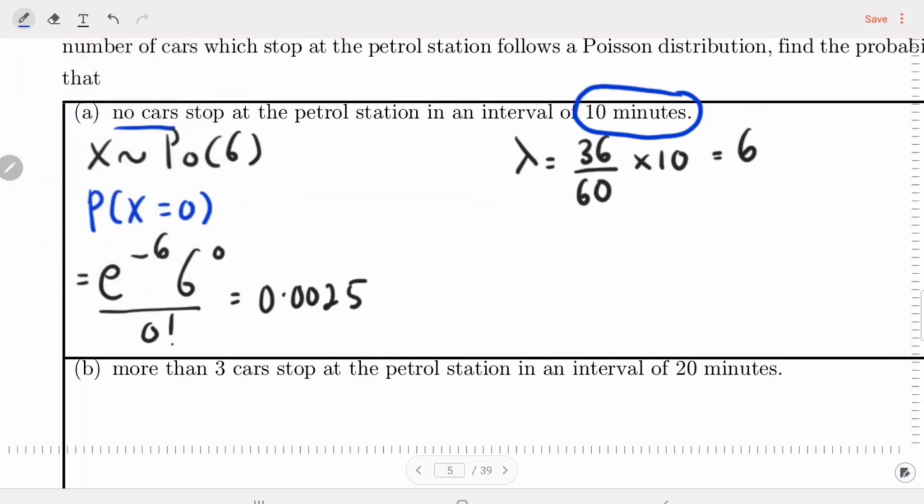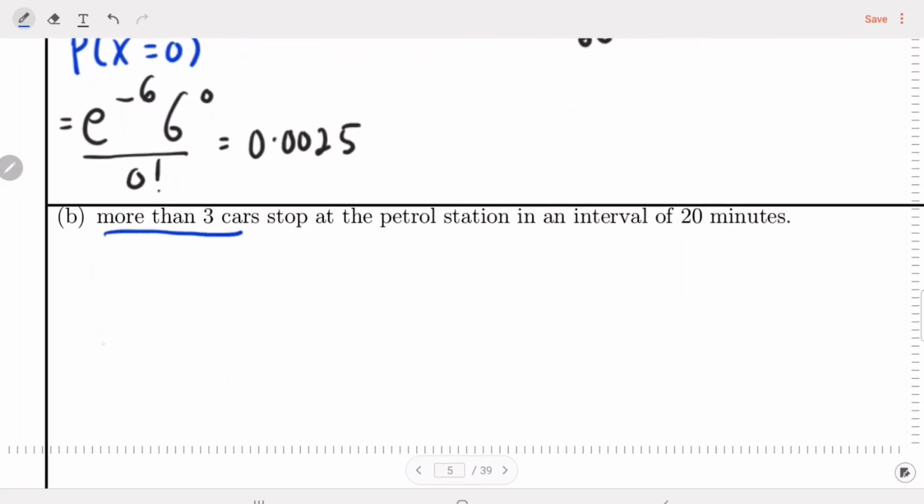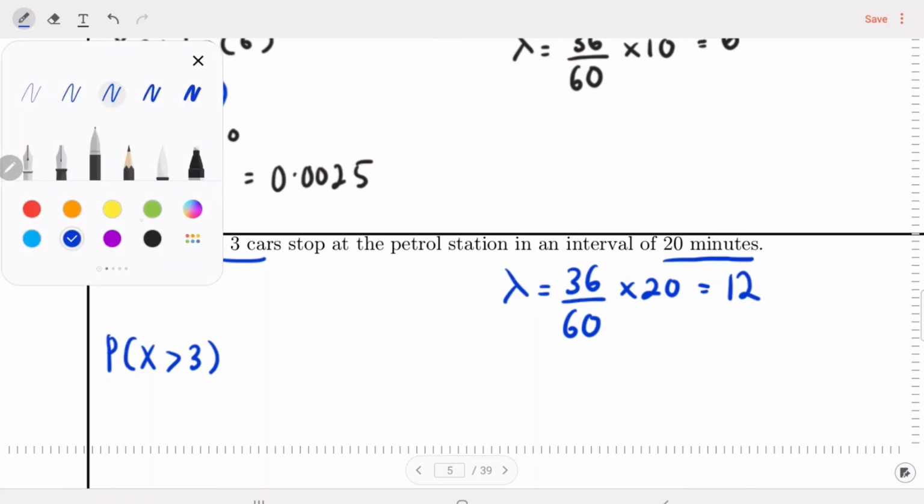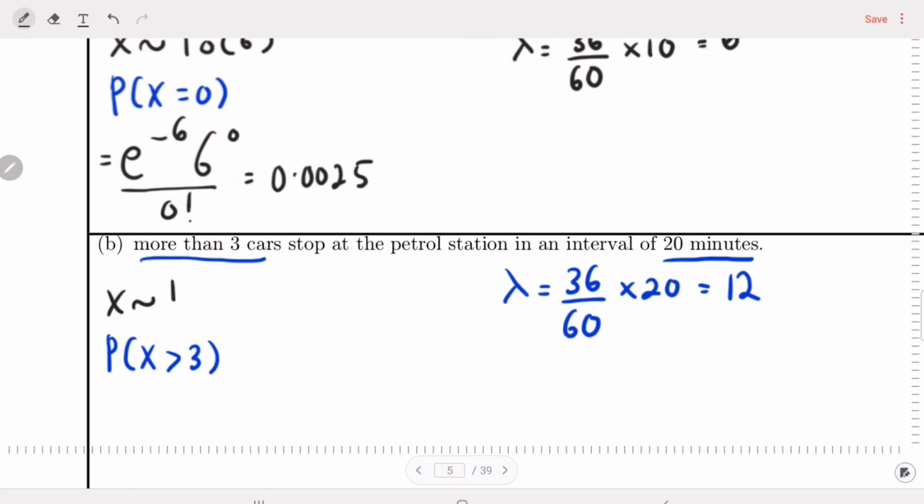Next, B, find the probability that more than 3 cars, probability X more than 3, but in the interval of 20 minutes. So we need to find the new lambda. Divide 36 by 60, so we get the lambda for 1 minute, and then multiply it with 20. So we have 12. Write it as X tilde Poisson(12). You can use the Poisson distribution formula or use the Poisson table.